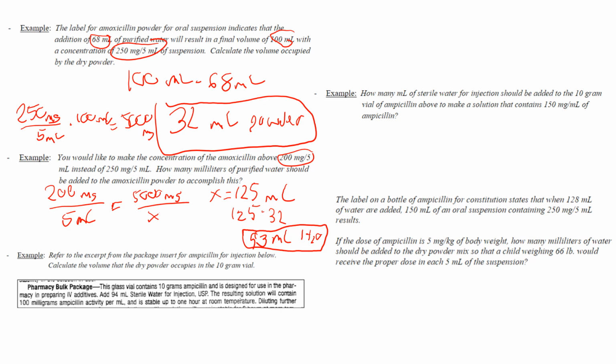So this next one has us read a package. 10 grams of ampicillin, good to know. To use, you add 94 milliliters. The solution will contain 100 milligrams per milliliter. And this problem up here is what we're solving for. How many milliliters of sterile water should be added to the 10 gram vial to make 150 milligrams per milliliter? So right now we have 100 milligrams per milliliter.